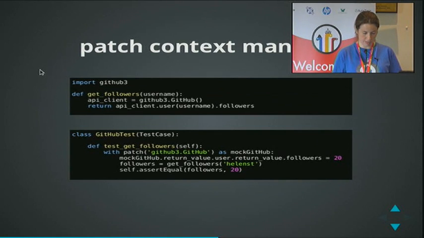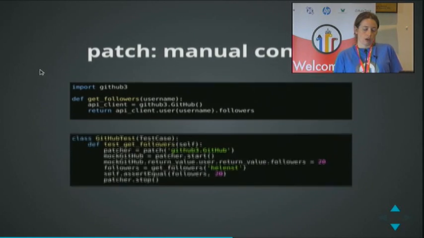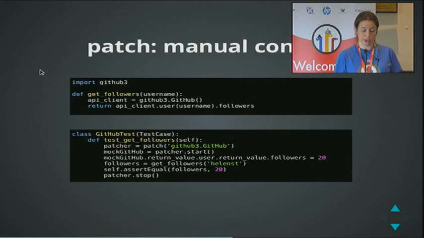It can also be a context manager. I think the decorator form is prettier, but this gives you more control over the scope, and it's also good if you're using something like py.test, where decorators might interfere with other things. And you can manually control the object that comes back from patch. You can call start to get your mock, and then call stop when you're done with your mock. Make sure you do call stop, or it'll leak into other tests.